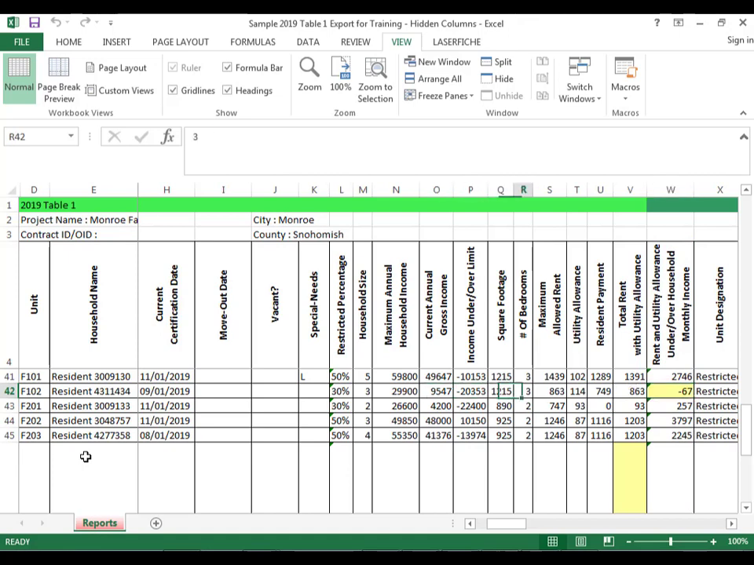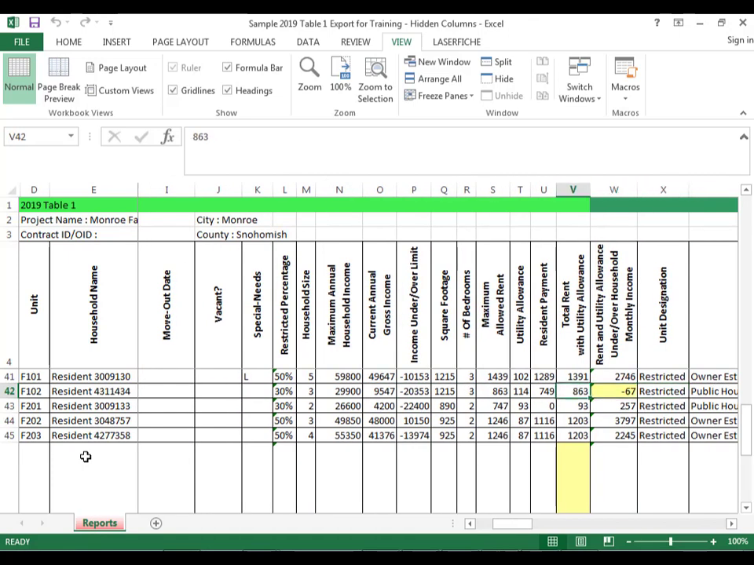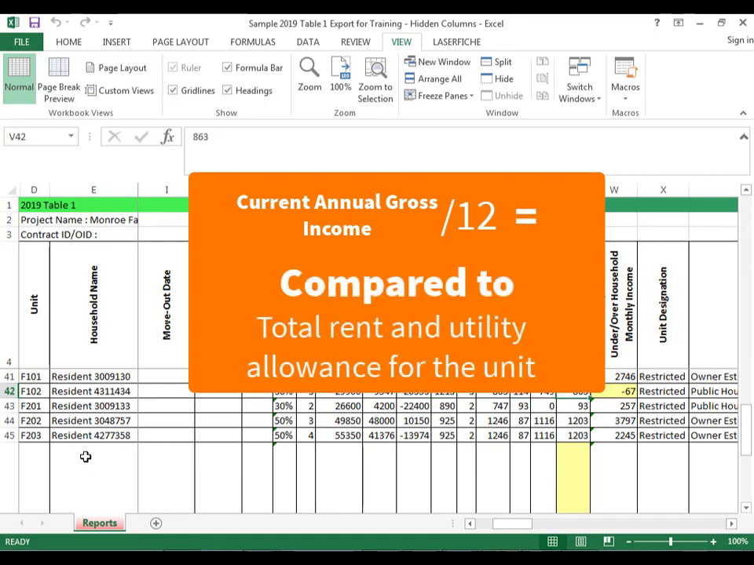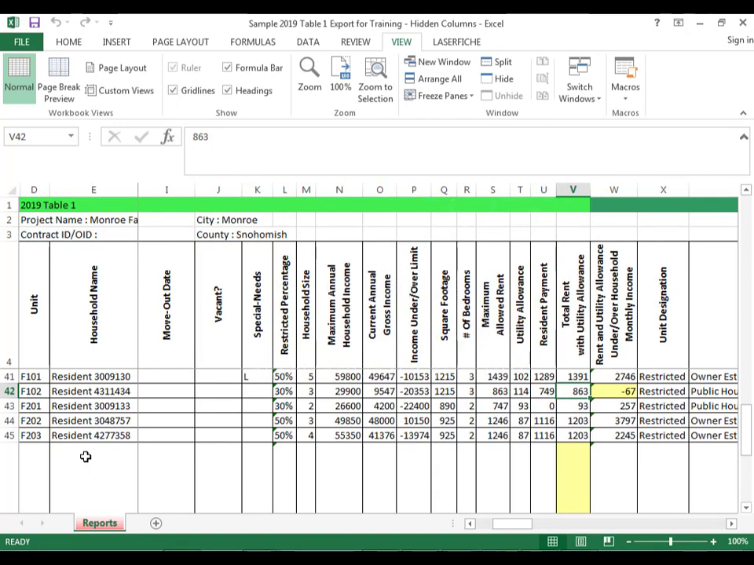So what this column does is take the current annual gross income, divide it by 12 to get the monthly, and then compare that to what is the total rent and utility allowance for the unit. If it comes up negative, then this field is going to be highlighted. And what this is saying is this household does not have enough income reported for them to be able to pay their rent portion and cover their utility allowance.